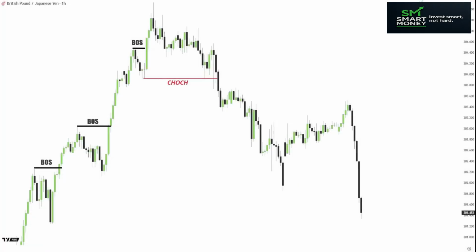Here we have the Pound Yen 1-hour chart on the screen. As you can see, price was in a strong uptrend, until everything changed when price broke and closed below the lowest point of the most recent bullish BOS, forming a clear bearish change of character. From that moment on, the price continued pushing downward. So from here, our bias shifts, and we're now focused on looking for short opportunities.